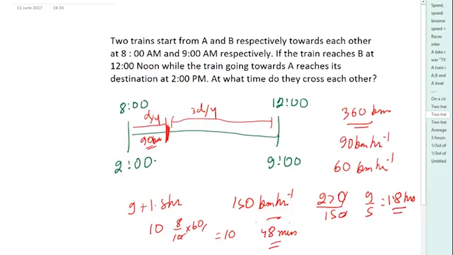10 and 48. So this is basically 10:48, not 10 hours 48 minutes. It's basically at 10:48 they will cross each other. Clear?